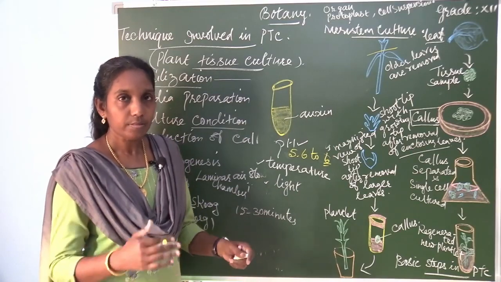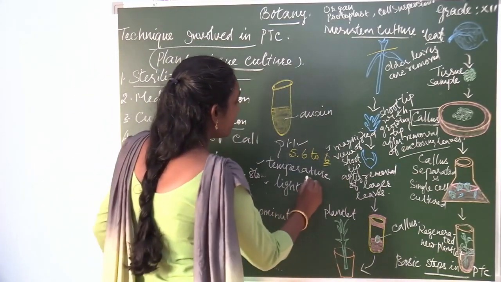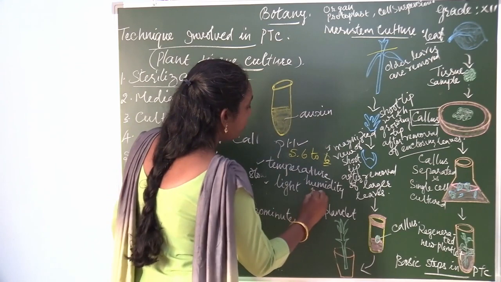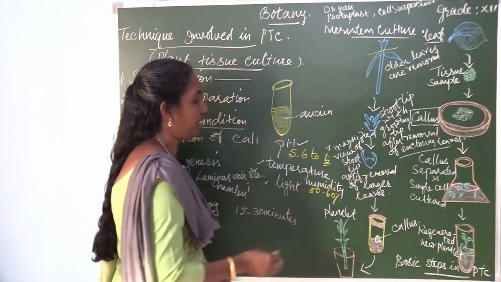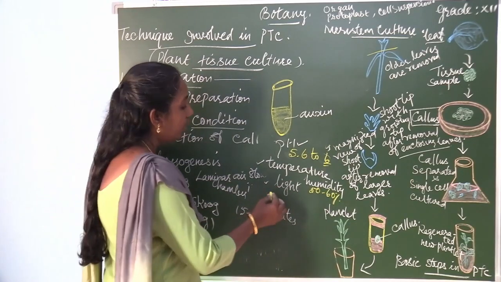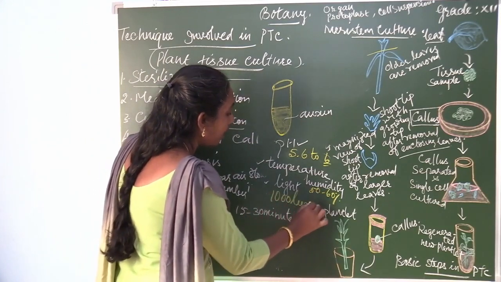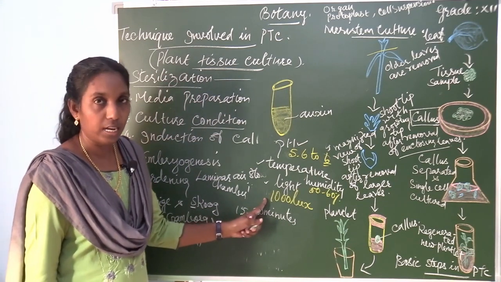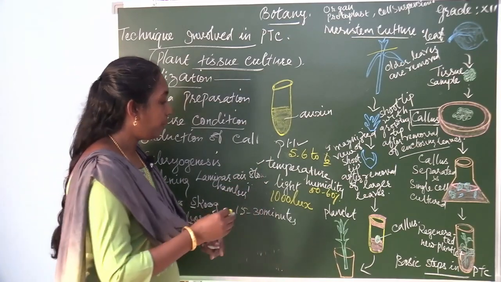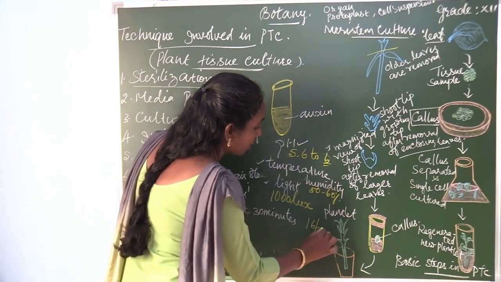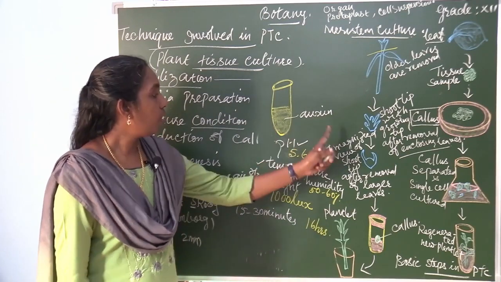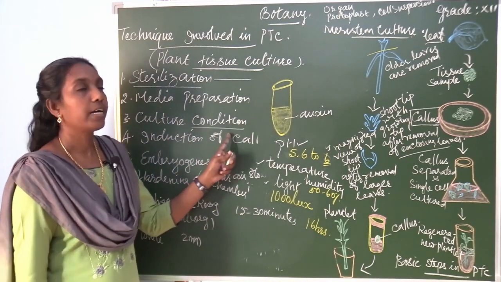And the temperature and humidity: 50 to 60% humidity must be given. And the light intensity is approximately 1000 lux. So, pH, temperature and light intensity, and the photoperiod of 8 to 16 hours. The photoperiod is 16 hours. So, all this comes under the culture conditions.